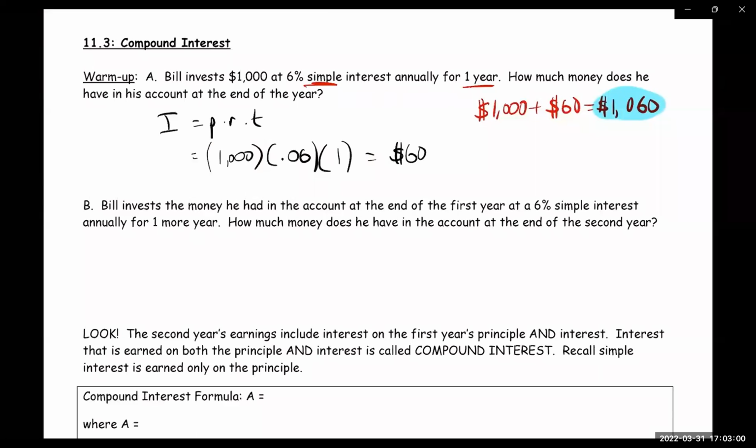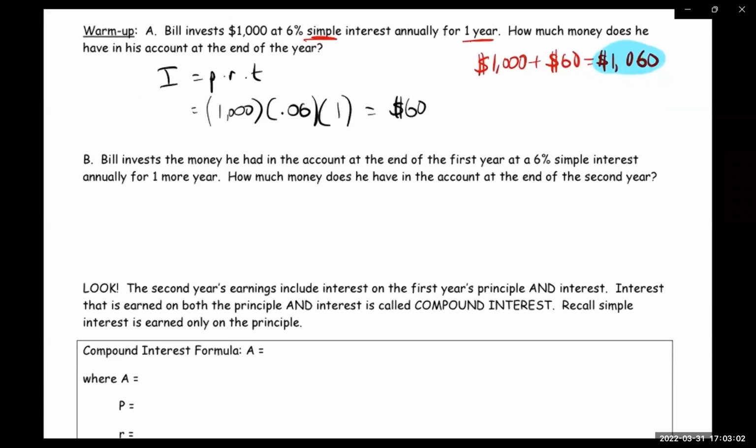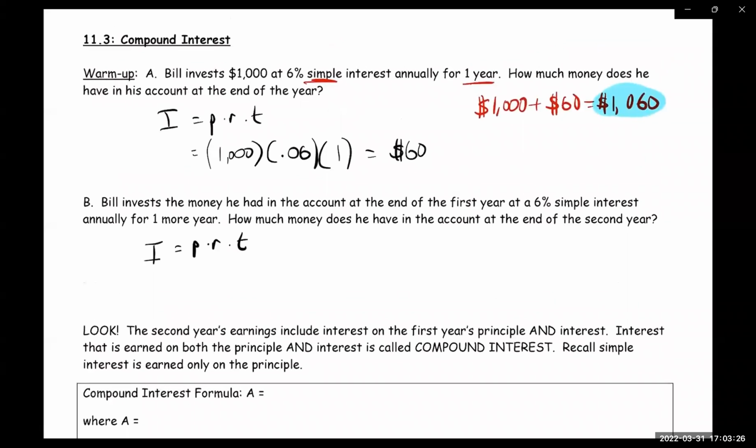So now they say Bill invests the money he had in the account at the end of the first year at 6% simple interest annually for 1 more year. How much money does he have in the account at the end of the second year? So now he's going to do the same thing over again for another additional year. So that'd be 2,120 without even doing all that, because you just double it. Not quite. That's where the compound comes in, because now the new principal has changed. It's increased.